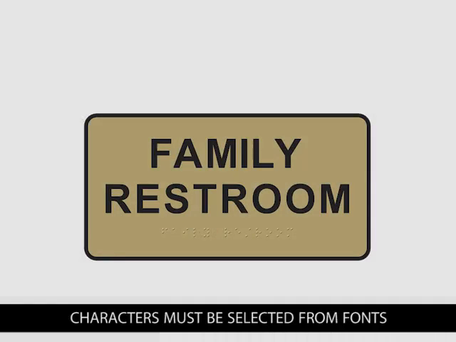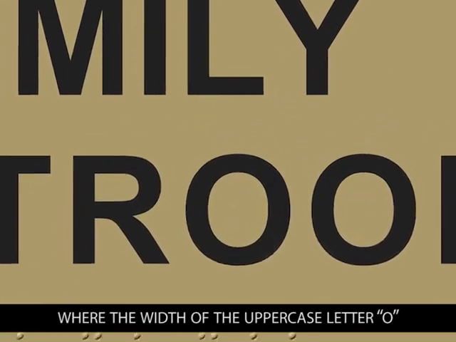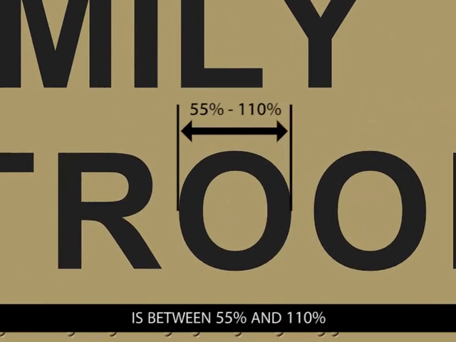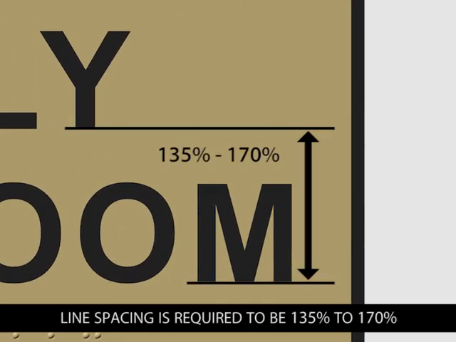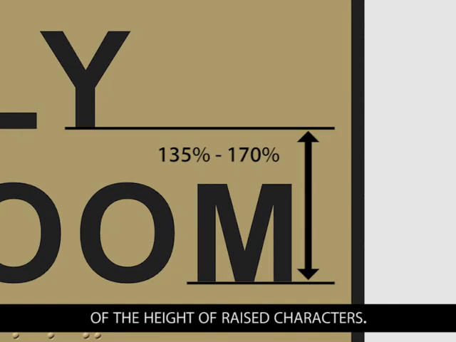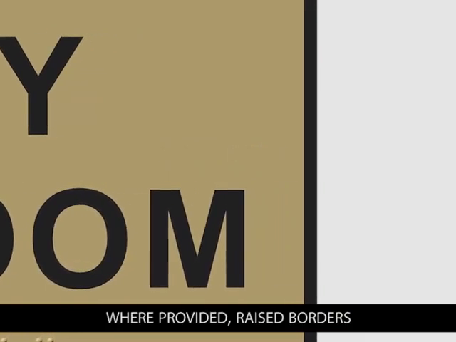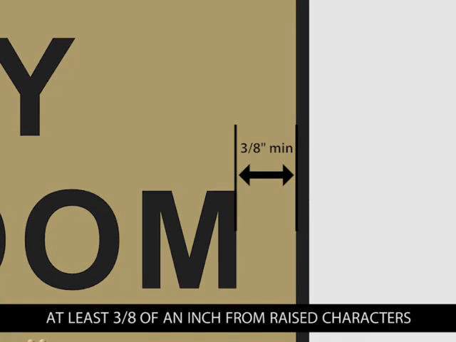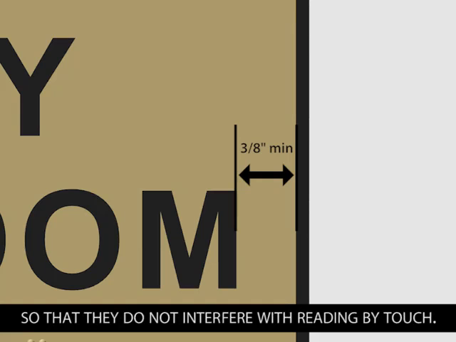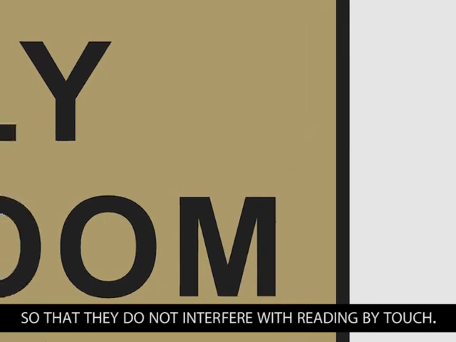Characters must be selected from fonts where the width of the uppercase letter O is between 55% and 110% of the height of the uppercase letter I. Line spacing is required to be 135% to 170% of the height of raised characters. Where provided, raised borders or decorative elements must be separated at least 3/8 of an inch from raised characters so that they do not interfere with reading by touch.